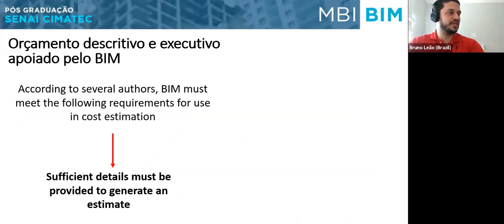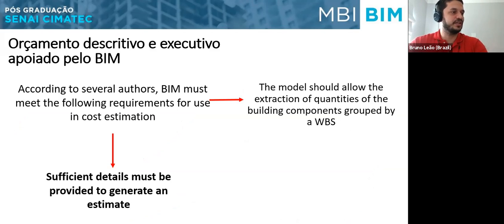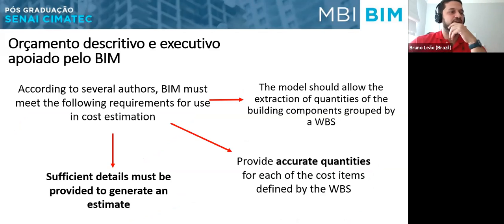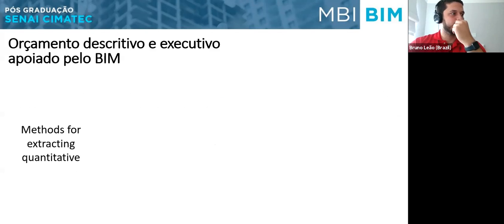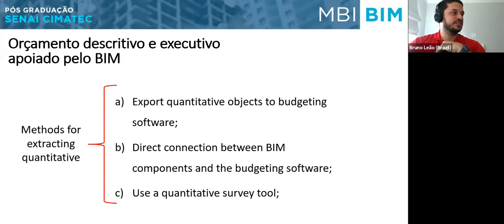The sufficient details must be provided to generate an estimate. The model should allow the extraction of quantities of the building components grouped by WS, and provide accurate quantities for each of the cost items defined by the WS. And the main methods for extracting quantities are exporting the quantity objects to budget software, direct connection between BIM components and the budget software, and use of a quantitative survey tool.